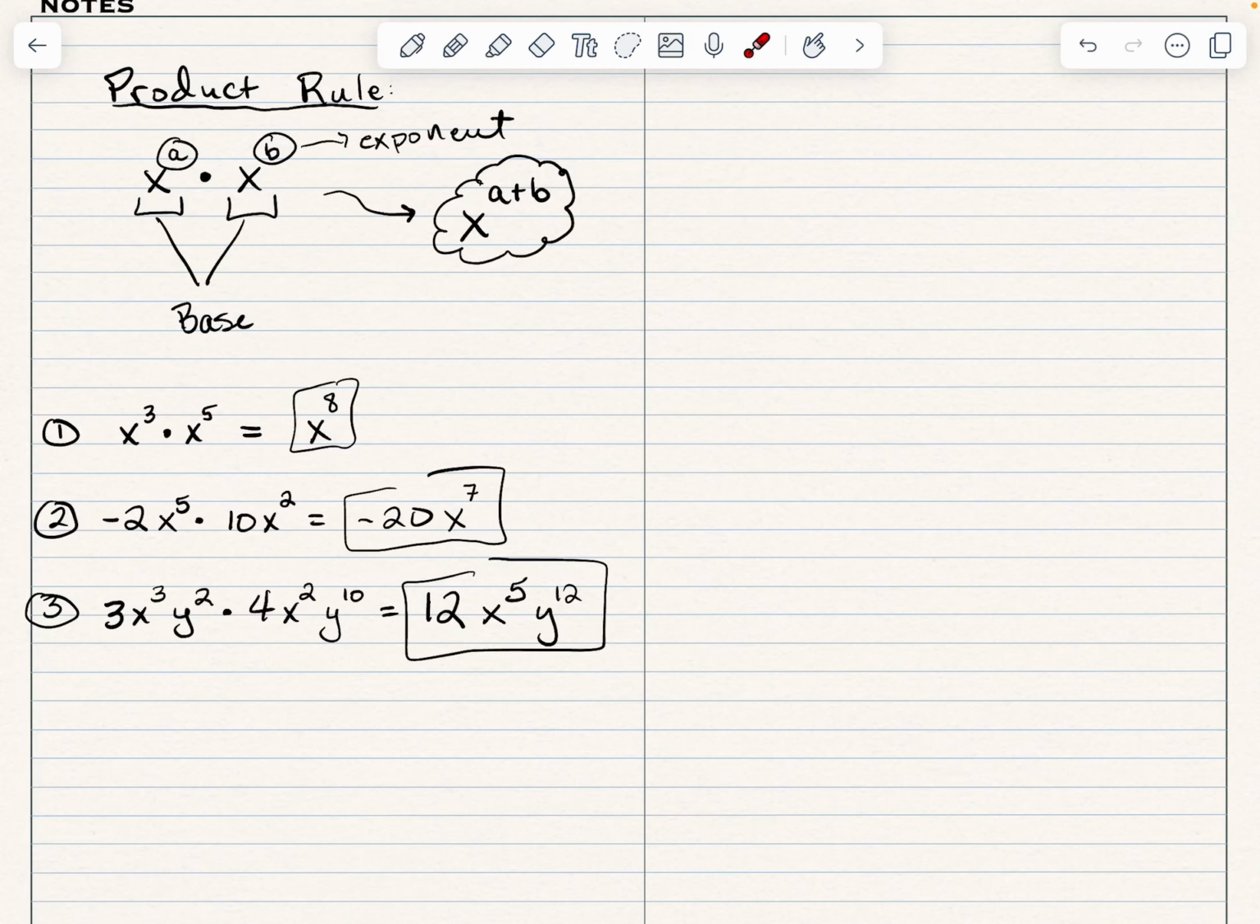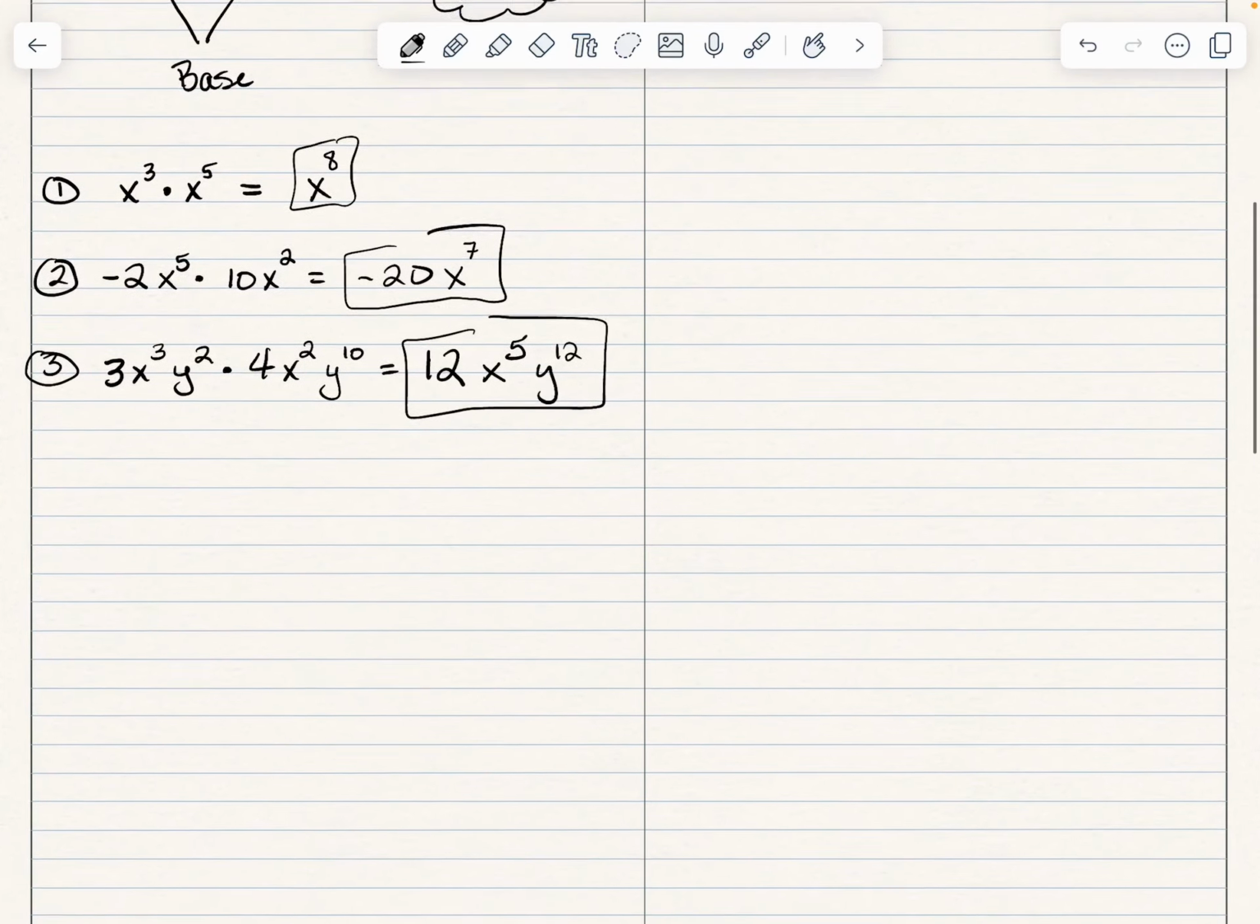So that is our product rule. The key on the product rule: multiplication between the same bases, add the exponents together.